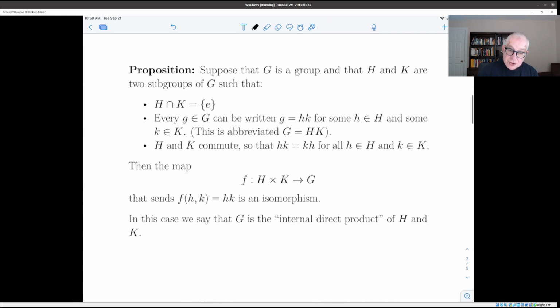In the general case, you have a group and you have two subgroups, maybe you don't know that it's a product. All you know is that you have two subgroups whose intersection is the identity, which have the property that every element can be written H times K for H chosen from the first subgroup and K chosen from the second, and the subgroups commute with one another. Then it turns out that this group G is actually isomorphic to the product of these two subgroups via the map f of (h, k) equals h times k. And this is called an internal direct product.